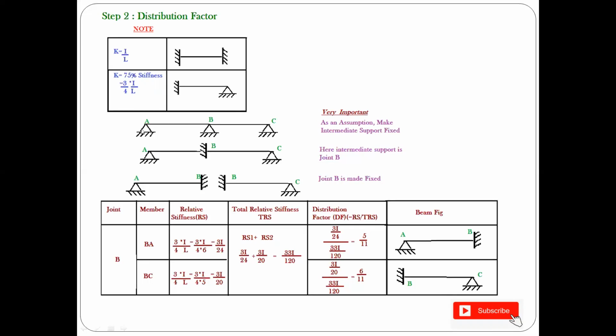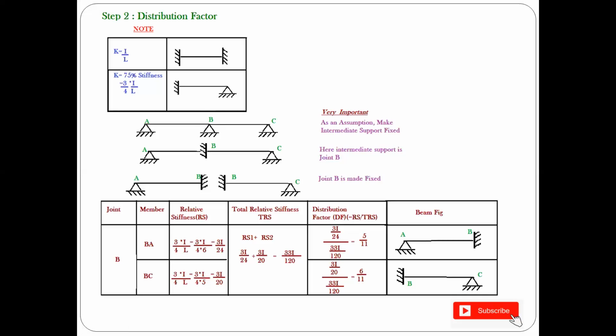So now we are going to our problem. We have an ABC span. Here I have a box in which I have columns like joint, member, relative stiffness, total relative stiffness, distribution factor, and the beam figure. So again, the next shortcut is, what should you write in the column joint B? You only consider the interior joint. In your figure, if you have ABC, which is pinned or roller, let it be. Your intermediate one is B and the extreme ones are A and C. So the intermediate joint is what you write here. So here it is B.